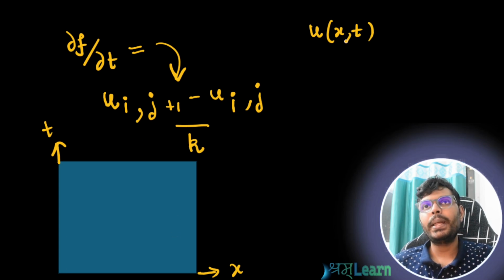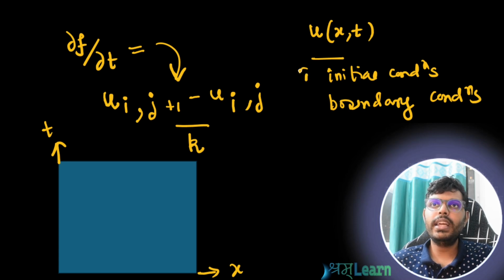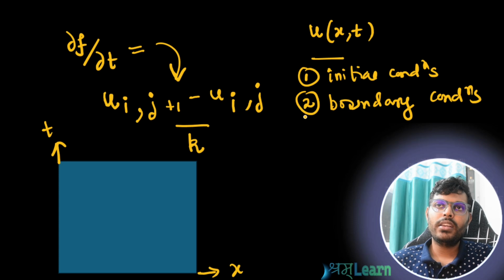To solve the differential equation we should know the initial condition. Some conditions are known as initial conditions and some conditions are known as boundary conditions. These are constraints. These are going to help us find the solution.